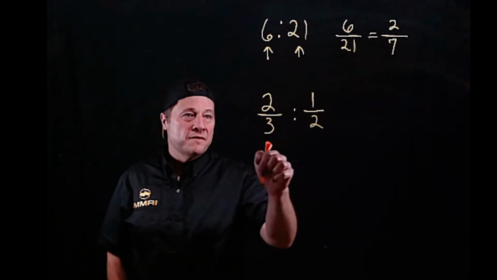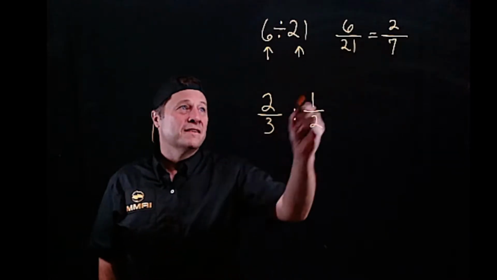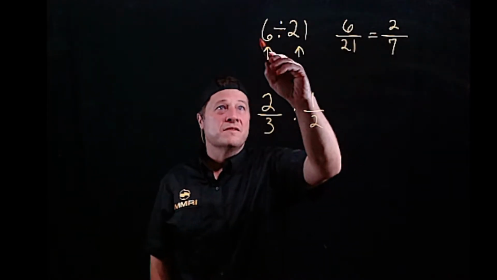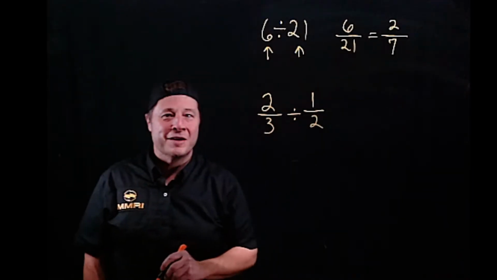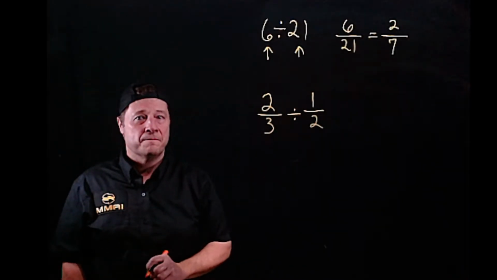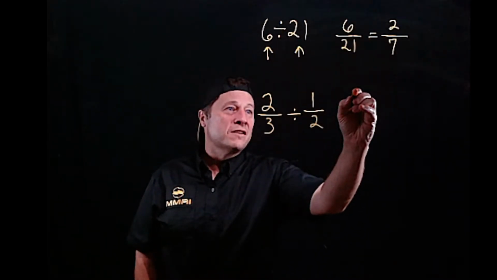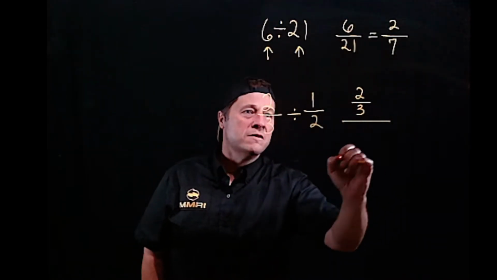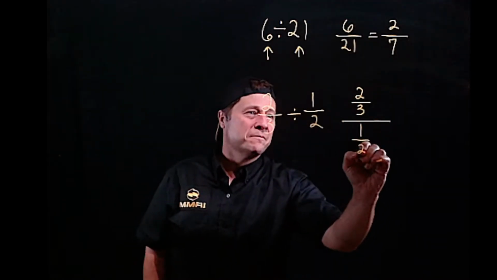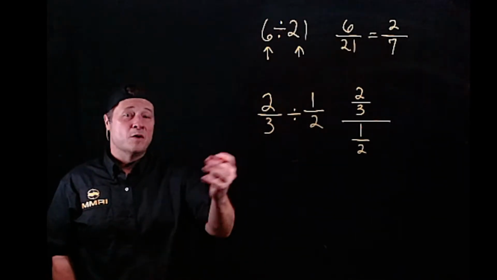So remember that this is division, right? That's why we wrote 6 over 21, 6 divided by 21. A ratio is just division. So how do we write the ratio? Well, if we want to write it out, we write 2/3 over 1/2, right? Now that's how we would write it.